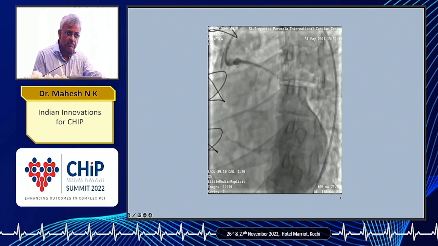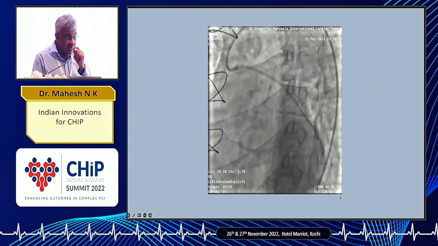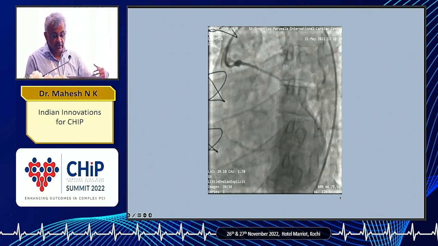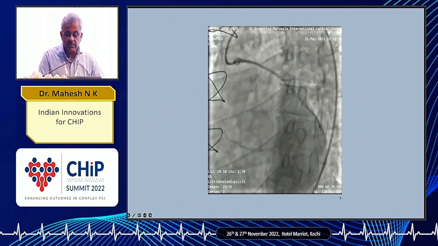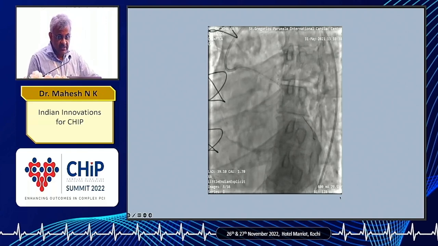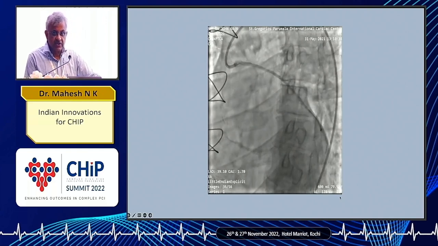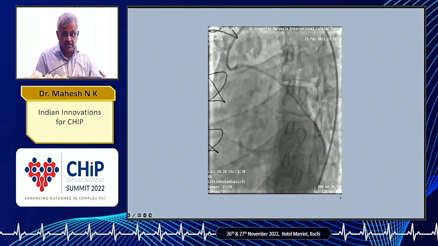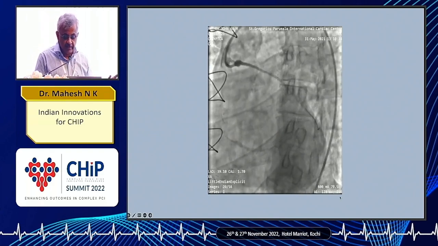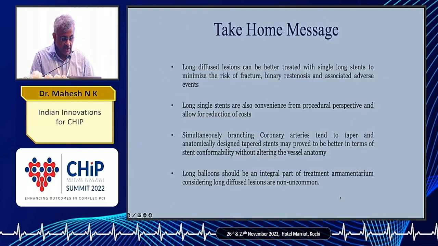So instead of putting in multiple stents in this otherwise very difficult SVG, where it's hard to engage and to deploy a stent, this makes life very easy. So the Morph is a tapering stent which has larger dimensions which you can choose depending on the need. The proximal and the distal dimensions come in various combinations and they can be used. So long diffuse lesions can be done more easily and more effectively with a longer stent.